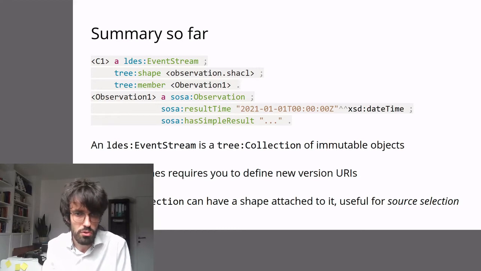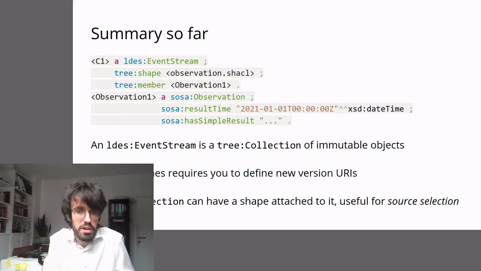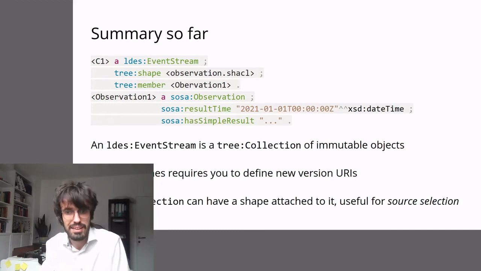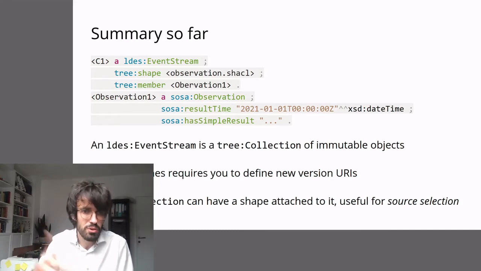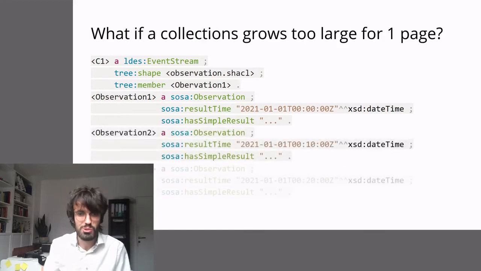So the summary so far is: describe an LDES event stream as a collection of immutable objects, which requires you sometimes, for example with the street names, to define new version URIs for your things. And also a cool thing is that a TREE collection or an LDES event stream can have a TREE shape attached to it, which can help a lot for source selection. Okay, on to the cool stuff.